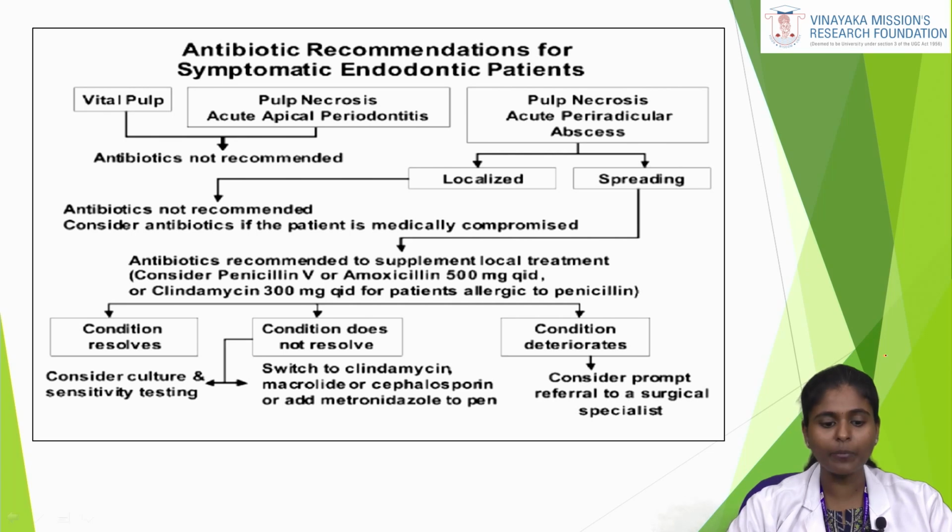But in case of the spreading type, antibiotics are recommended to supplement the local treatment, that is considering penicillin V or amoxicillin 500 mg QID, or clindamycin 300 mg QID if the patient is allergic to penicillin. Then the condition either resolves, does not resolve, or deteriorates. If the condition does not resolve, there are two options: consider culture and sensitivity testing, or switch to clindamycin, a macrolide or a cephalosporin, or add metronidazole to the penicillin. If the condition deteriorates, consider prompt referral to a surgical specialist.